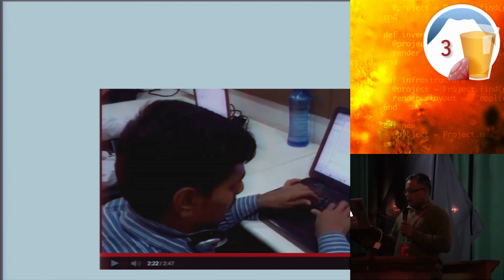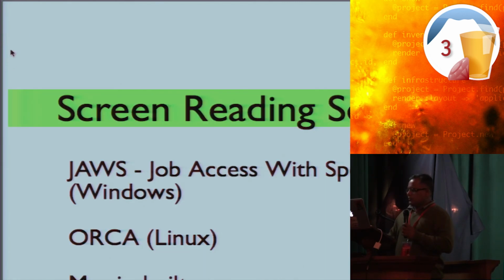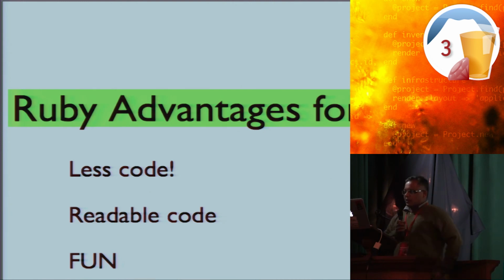A lot of things we've taken for granted. There are a lot of screen reading applications for Windows. We all blame Windows, but all said and done, Windows is the better OS and has better applications for accessibility than other OSs, and we need to accept that. And Ruby has less code, so it's very easy to teach the blind, and they can grasp it well, and it's fun.